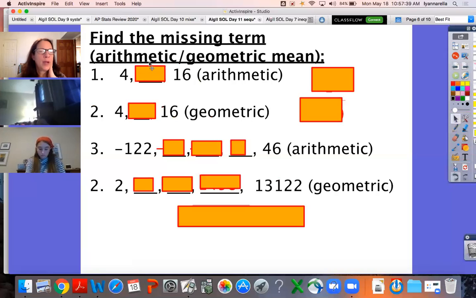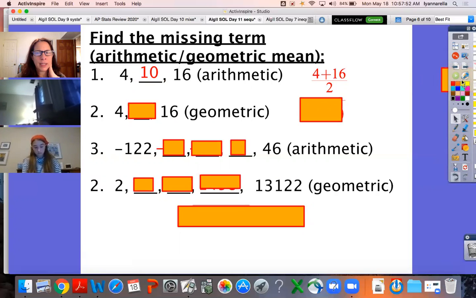All right, so remember I said if you're finding the missing term, if there's a blank in the middle, it's arithmetic or geometric means. So if you're looking for the arithmetic mean, that's when you sum the two and divide in half. So if I add 4 plus 16 and divide in half, I get 10. When you're finding the geometric mean, that's when you multiply and take the square root. So the square root of 4 times 16 is 8.